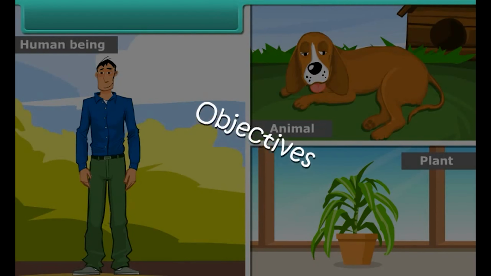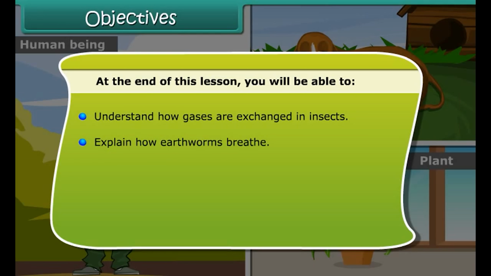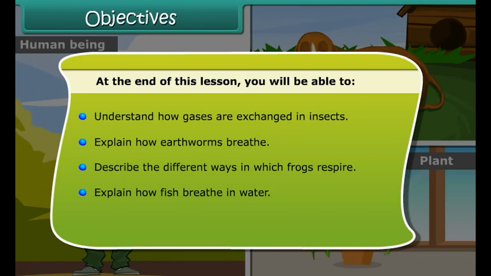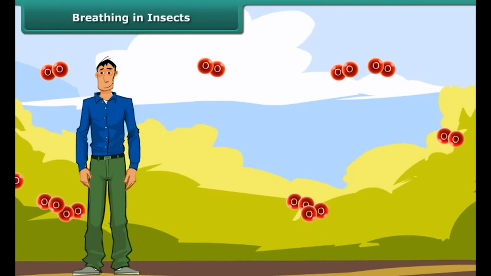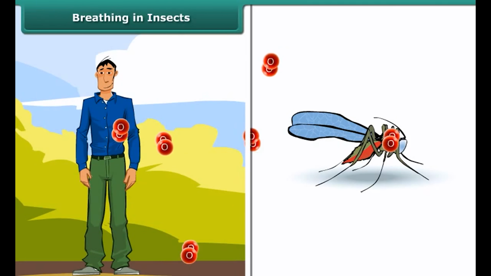Objectives. At the end of this lesson, you'll be able to understand how gases are exchanged in insects, explain how earthworms breathe, describe the different ways in which frogs respire, explain how fish breathe in water, explain the breathing process in plants. Like human beings, insects need oxygen for survival as well.